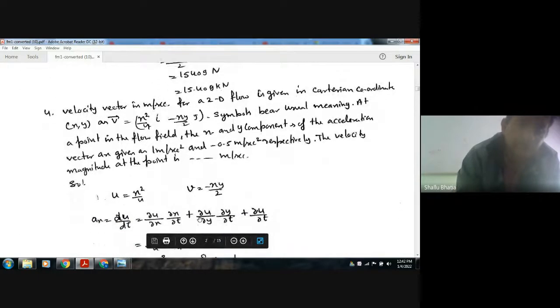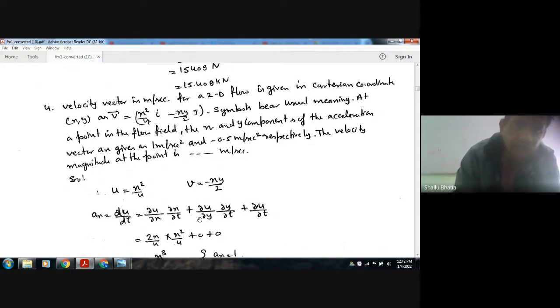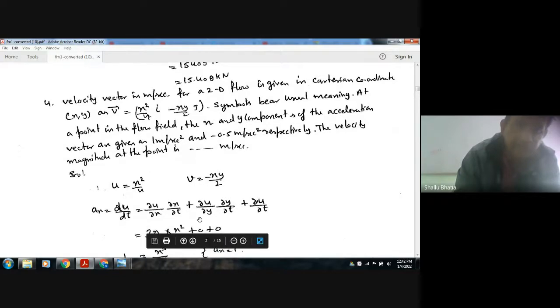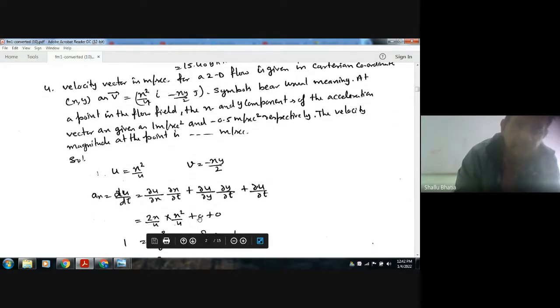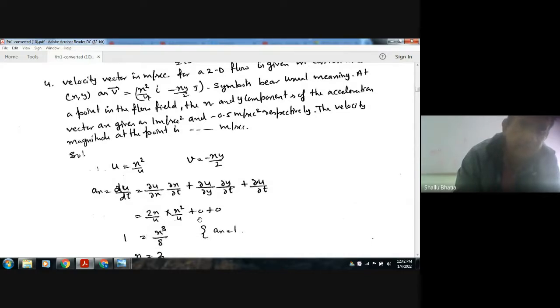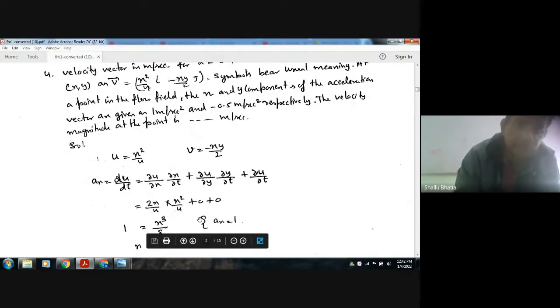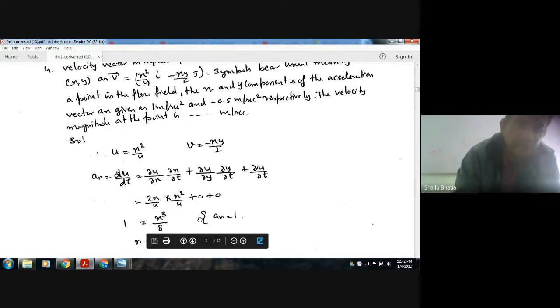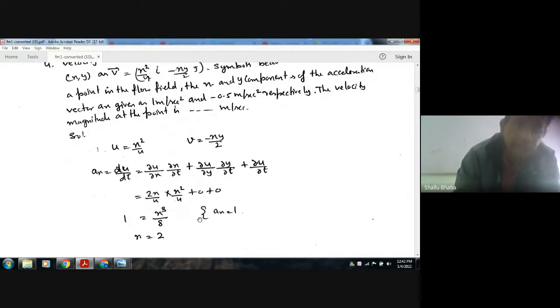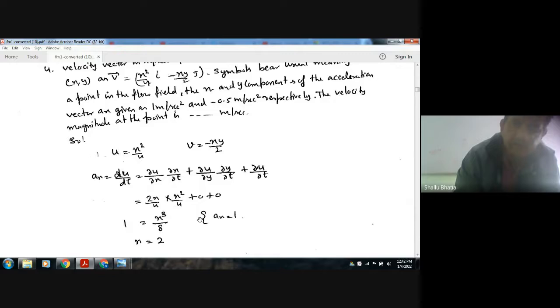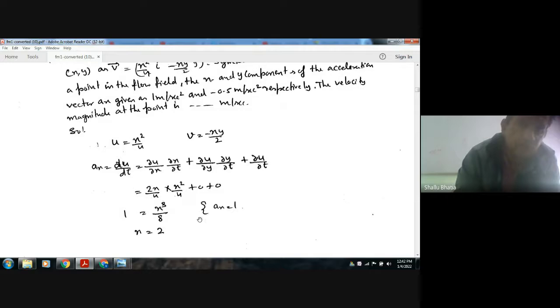Okay. Next, the velocity vector in meter per second for a 2D flow is given in Cartesian coordinates x y as V equals x square by 4 i minus x y j. The symbols bear usual meaning. At a point in the flow field, x and y components of acceleration vector are given as 1 meter per second square and minus 0.5 meter per second square respectively. The velocity magnitude at the point is dash meter per second.